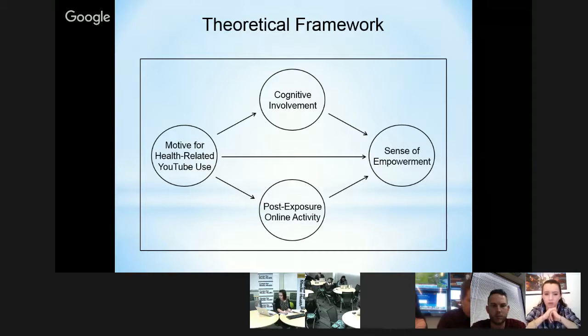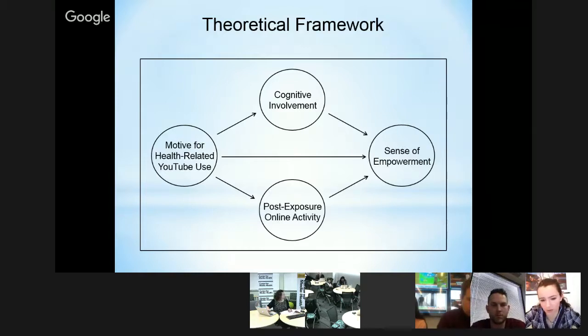This is the theoretical framework illustrated in graphic form that we were testing in this project. And there are 4 research questions that are related to the project. The first one is we're interested in what are the motives for health-related YouTube use by non-health professionals. The second research question is what are the motives for that use related to cognitive involvement? The third research question, what are the motives related to post-exposure online activity? And then how do all 3 of those work together to create that sense of empowerment that I was talking about?